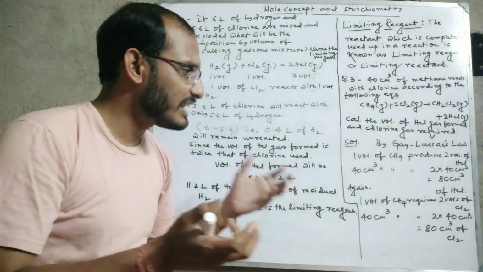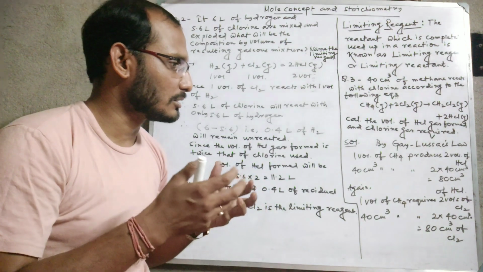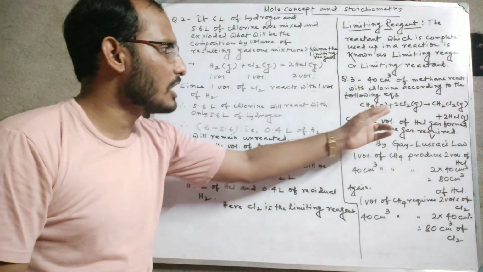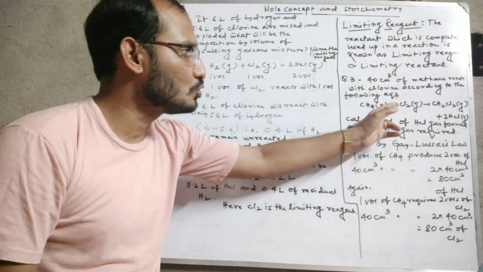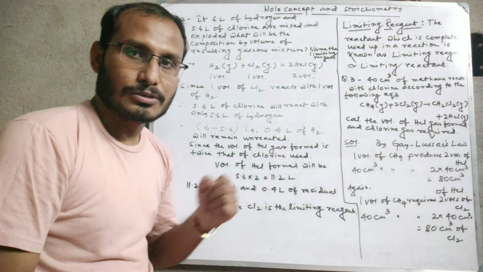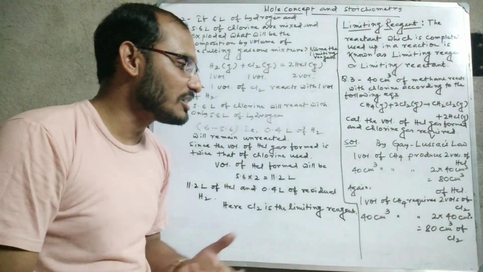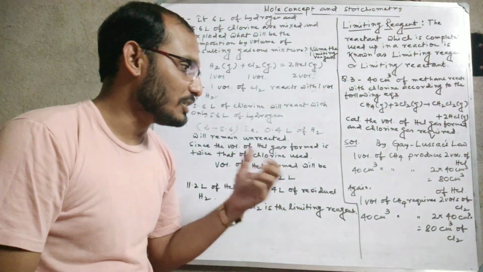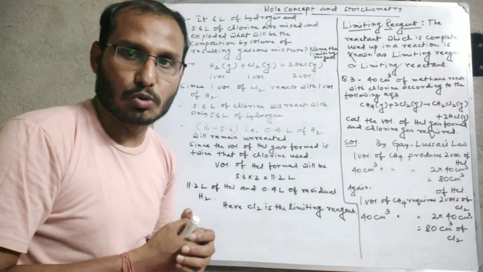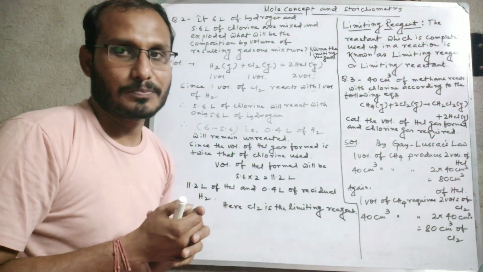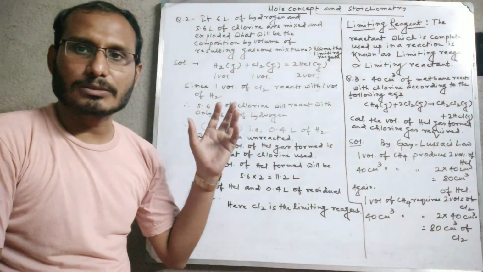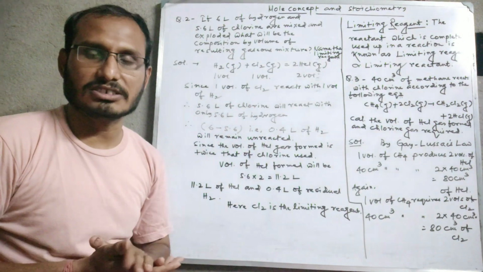Again, in case of chlorine, 1 volume of methane requires 2 volumes of chlorine. So 40 centimeter cube of methane requires 2 into 40, that is 80 centimeter cube of chlorine. I think all of you understand the numerical problems and the concept of limiting reagent.